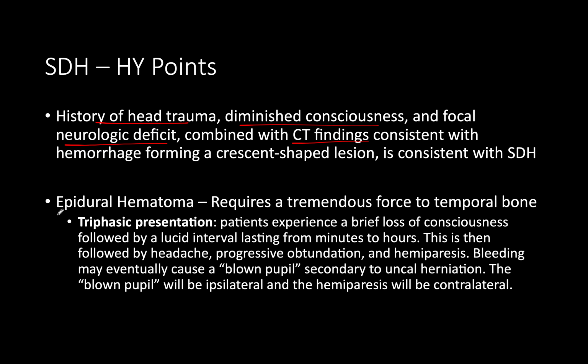Great. In terms of differentiating from that epidural hematoma, we really need a tremendous force to the temporal bone. And the presentation really goes in this triphasic way. So we get a brief loss of consciousness, followed by a lucid interval lasting minutes to hours. Okay, so patients lose consciousness, and then they come back and are relatively normal. They then start to develop this headache, progressive obtundation, and hemiparesis. Eventually, we can get that blown pupil, secondary to uncal herniation. Okay, and that's a big problem once you have that uncal herniation. Okay. Any questions on subdural?